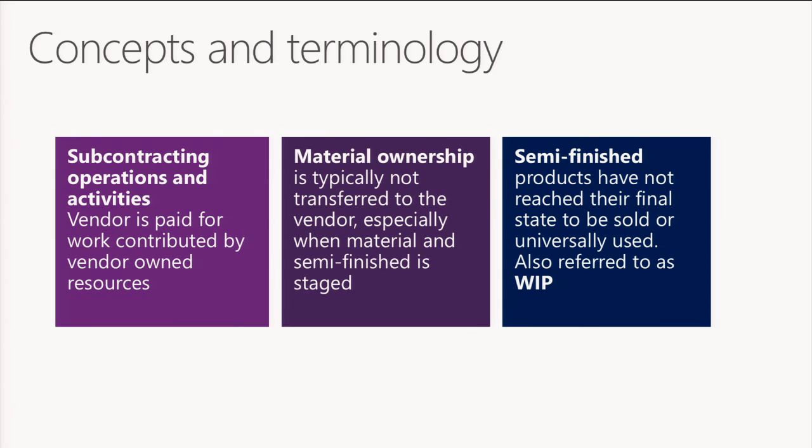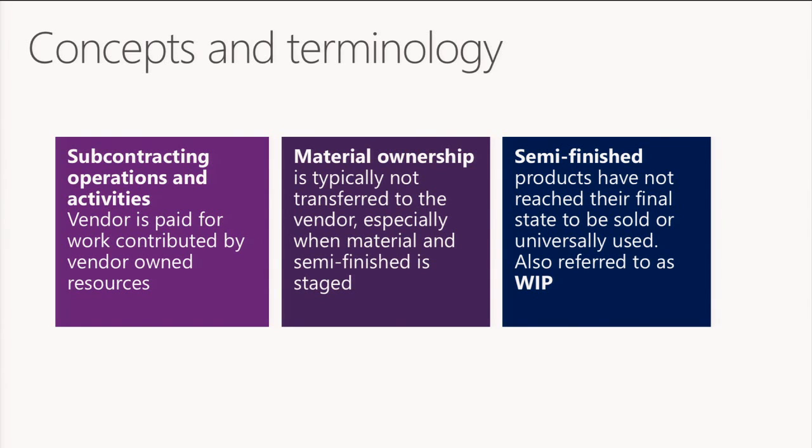And so for the vendor-owned resources, the material ownership stays with the customer in that case, so with the main production company. So the vendor is not owning, is not buying the semi-finished or the materials. He's just providing an operation and gets paid for that operation. So material ownership is typically not transferred to the vendor. There are also cases where this is done, but then we don't really talk about subcontracting as such, or in that sense. Then he's basically paid for an item that comes in when the ownership changes again.